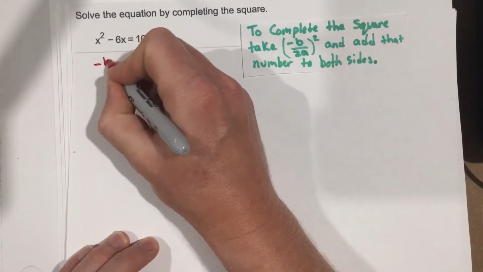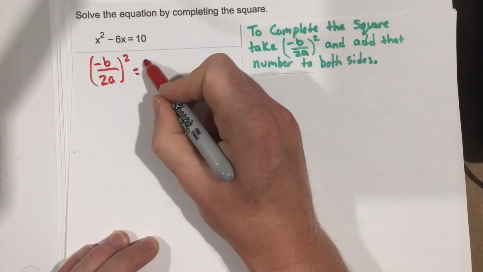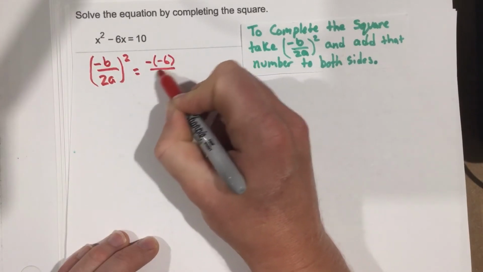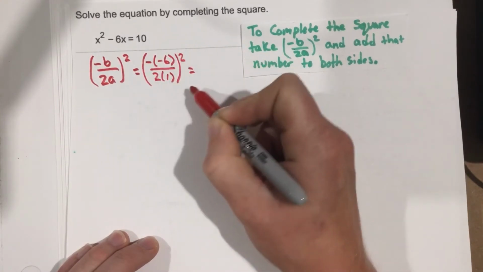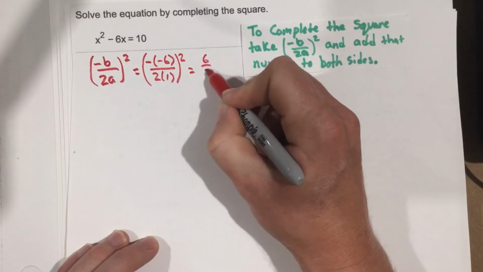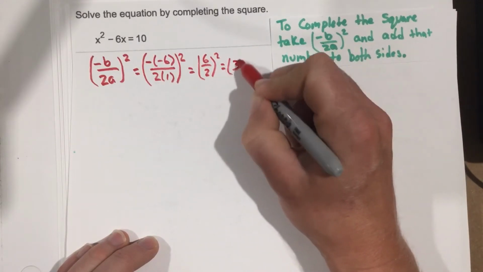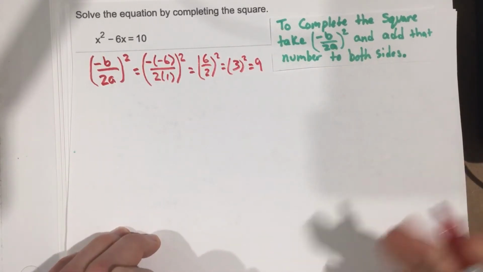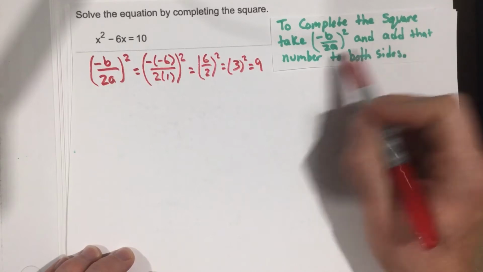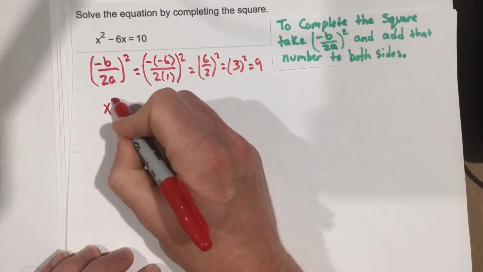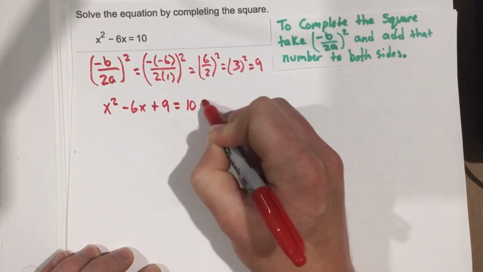So negative b over 2a squared is going to equal negative 6 over 2 times 1 squared. This is going to give you 6 over 2 squared, which is 3 squared, which is 9. Perfect. So we got 9 for an answer for negative b over 2a squared, and we want to add that number to both sides. So we have x squared minus 6x plus 9 equals 10 plus 9.